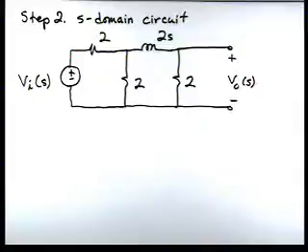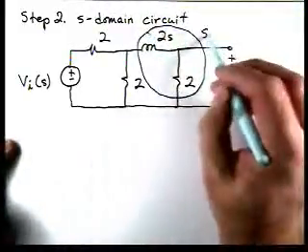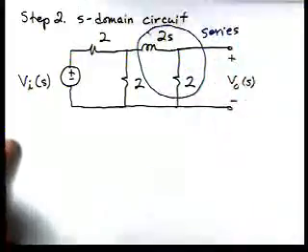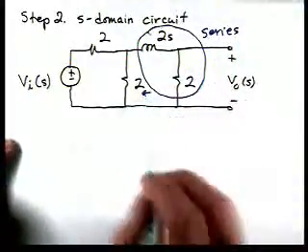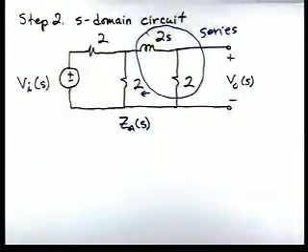We've got the voltage Vi of S, and if we go and start doing an analysis, we really need to determine a transfer function. So here's our circuit. So for instance, these two elements are in series in parallel with this one. Let's calculate a ZA.